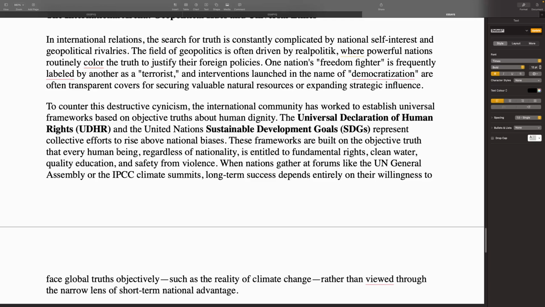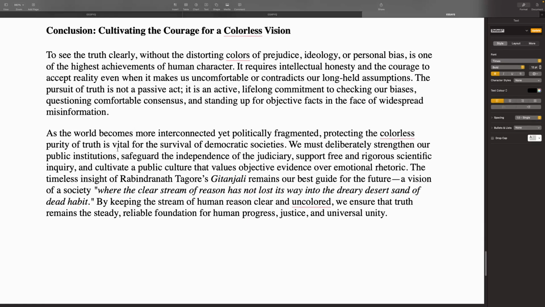When nations gather at forums like the UN General Assembly or the IPCC climate summits, long-term success depends entirely on their willingness to face global truth objectively, such as the reality of climate change, rather than viewed through the narrow lens of short-term national advantage. To see the truth clearly, without the distorting colors of prejudice, ideology, or personal bias, is one of the highest achievements of human character. It requires intellectual honesty and courage to accept reality even when it makes us uncomfortable or contradicts our long held assumptions.